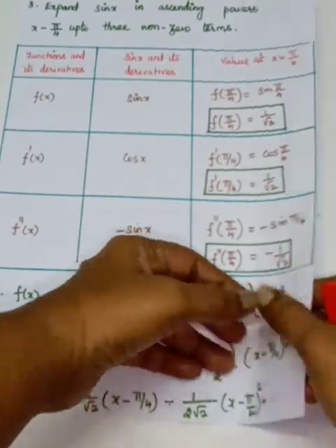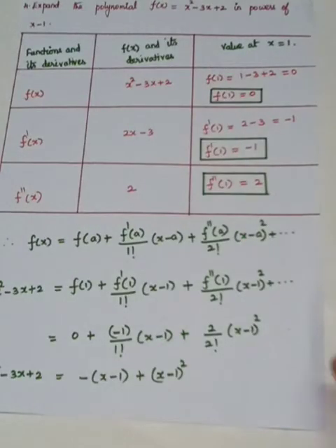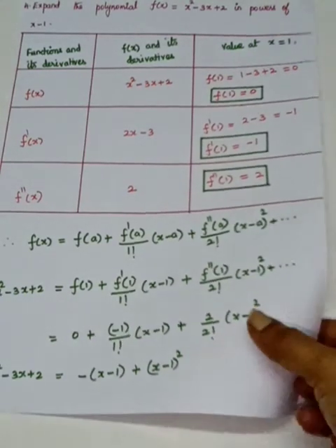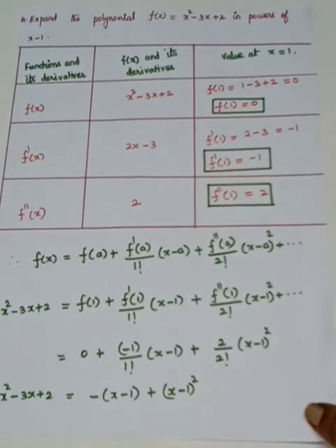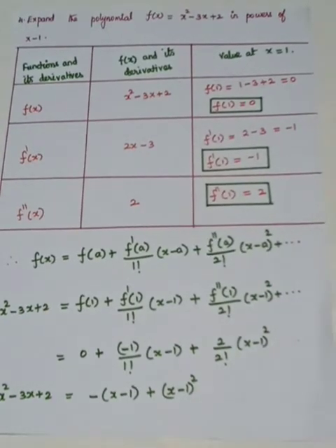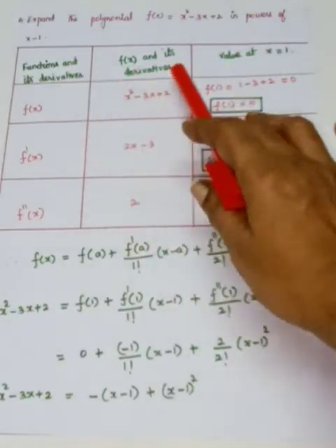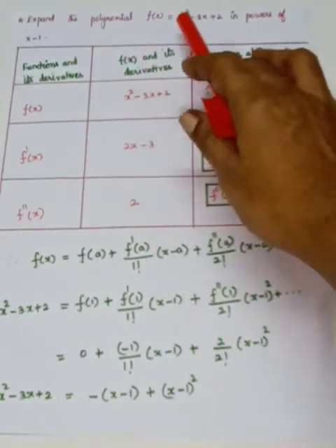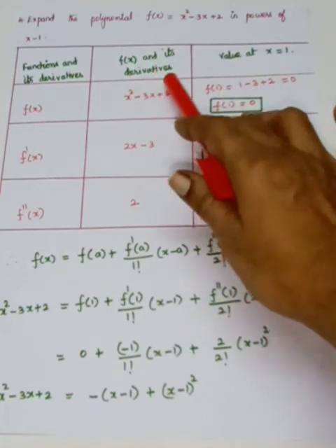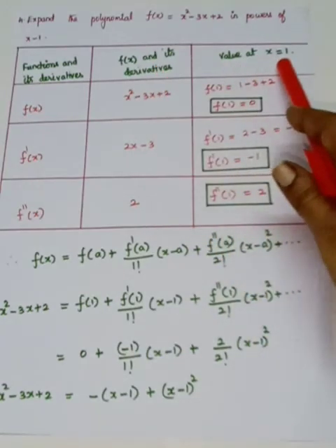So we'll go to the last problem. Expand the polynomial f of x is equal to x square minus 3x plus 2 in the powers of x minus 1. So we have to write in the powers of x minus 1. That means x minus 1, the whole square, like that you have to write. For that you have to take the function and its derivatives. Here f of x, the polynomial, so f of x and its derivatives, the value at x is equal to 1.